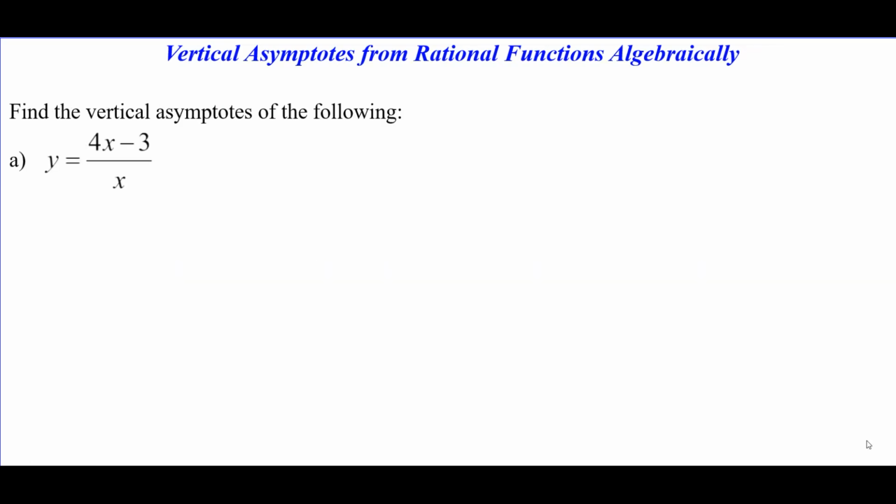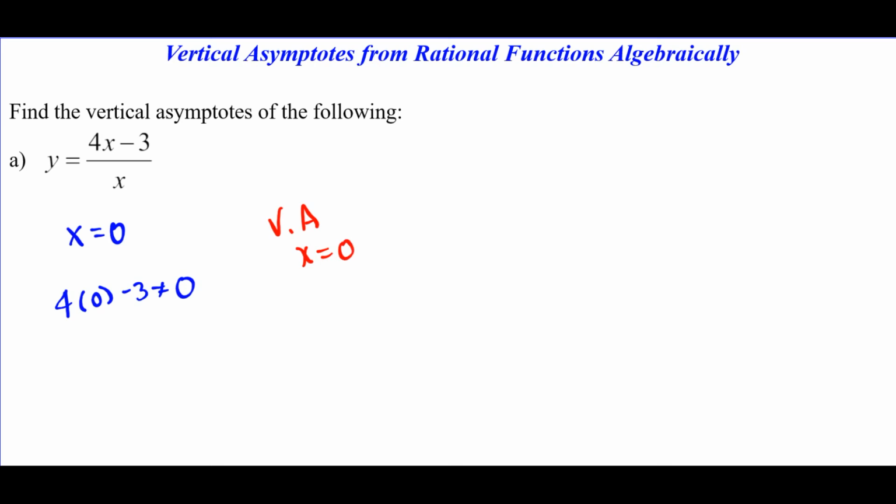In our first example, we have the rational function 4x minus 3 over x. Remember, our first step is to set our denominator equal to 0. So x equals 0. We don't even have to solve that. We want to check, does plugging 0 into the numerator cause our numerator to be 0 also? In this case, it does not. 4 times 0 minus 3 does not equal 0. So that tells us that x equals 0 is our vertical asymptote.